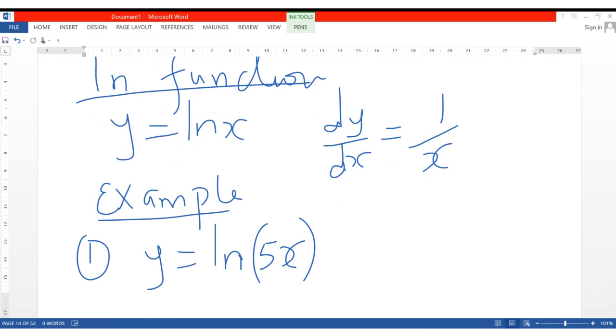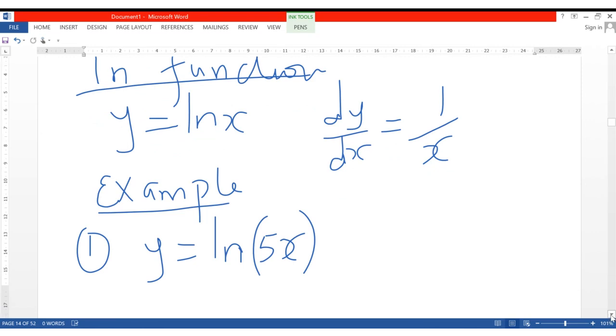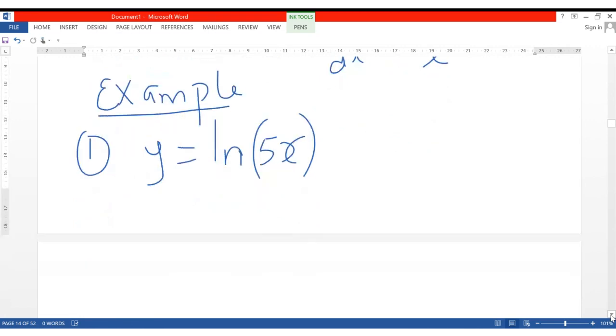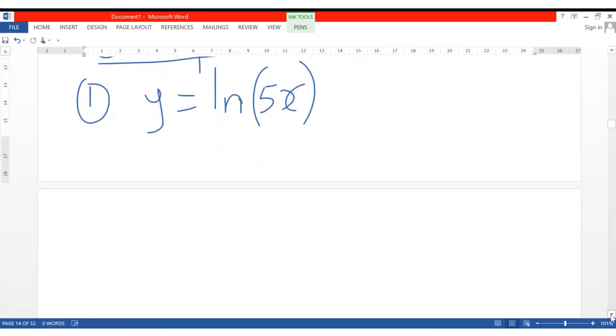y is equal to ln 5x. So you can see that this one is being multiplied by a constant of 5. So you cannot say that it is the same as what we had. So we need to use the chain rule again to differentiate this one. So again, the function in brackets, I'll call it u. So u will be given by 5x.